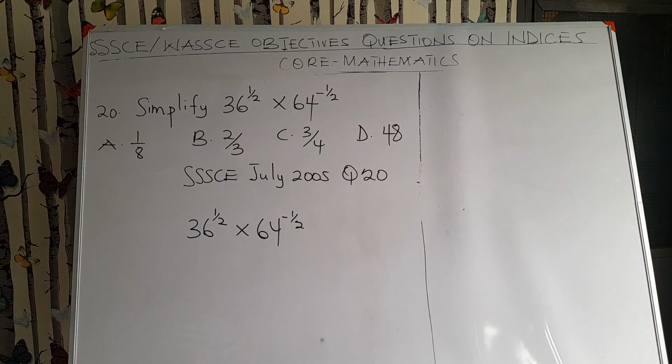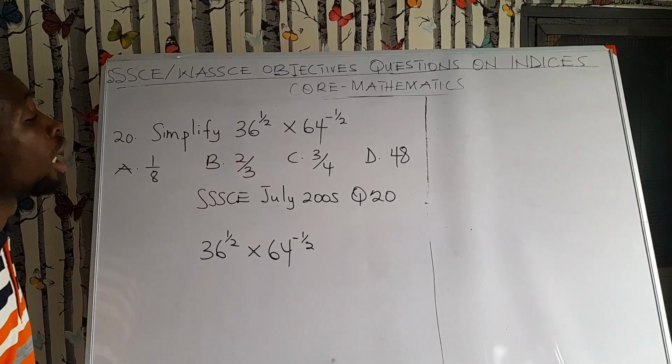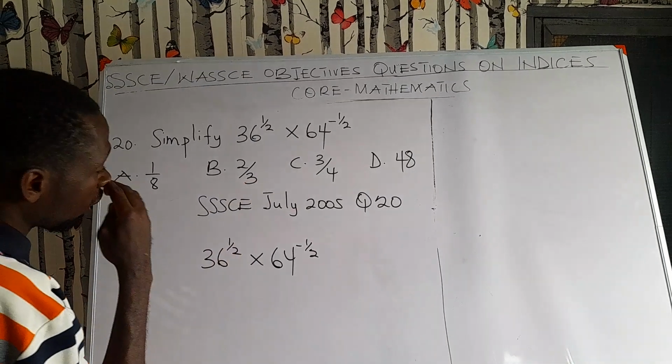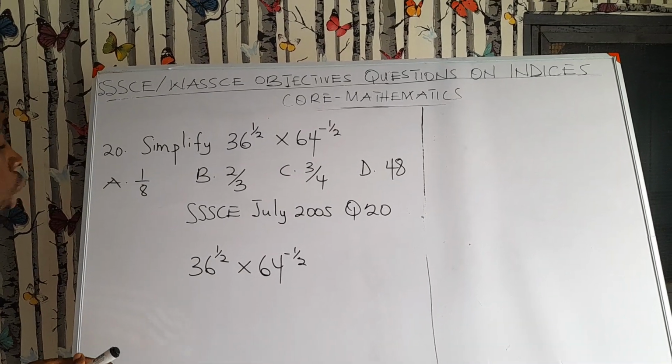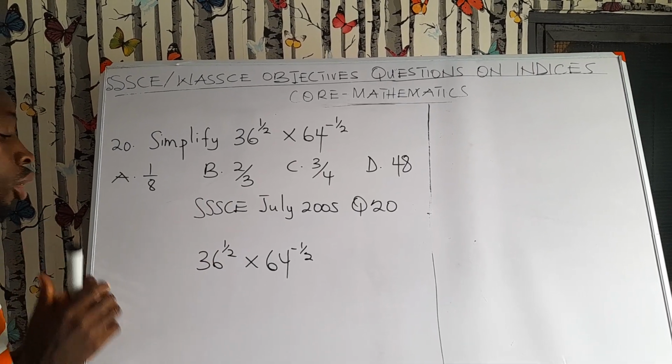Our next stop is question number 20: simplify 36 exponent half times 64 exponent negative half. The possible answers are given. This is July main exam 2005, question number 20. So how do you solve that? Please pause the video and try solving.